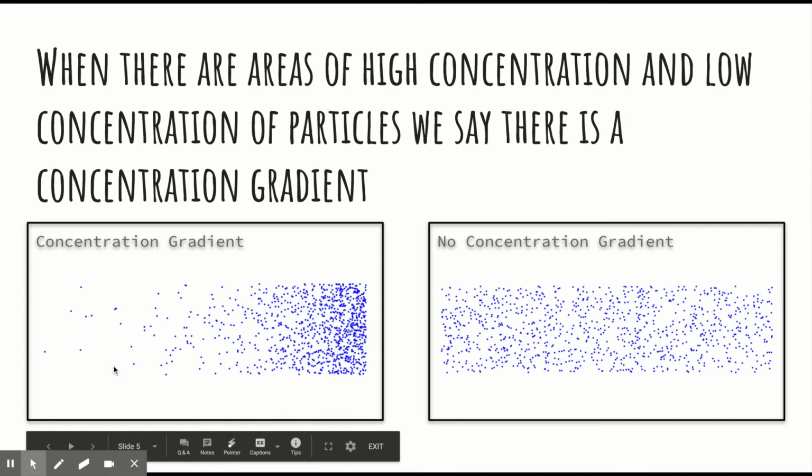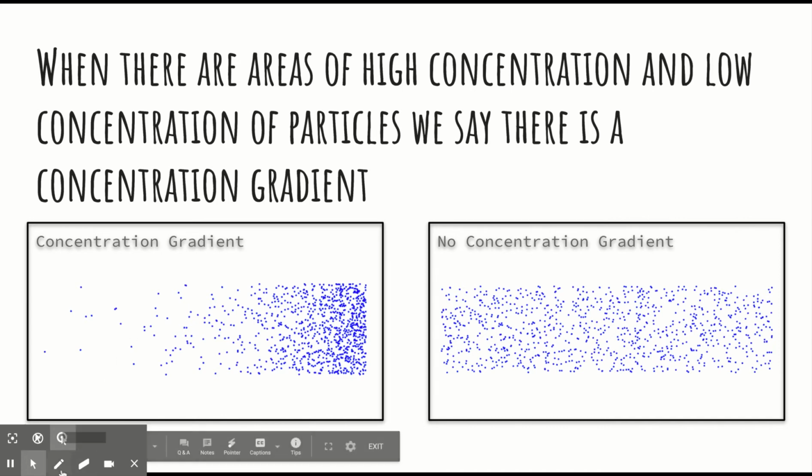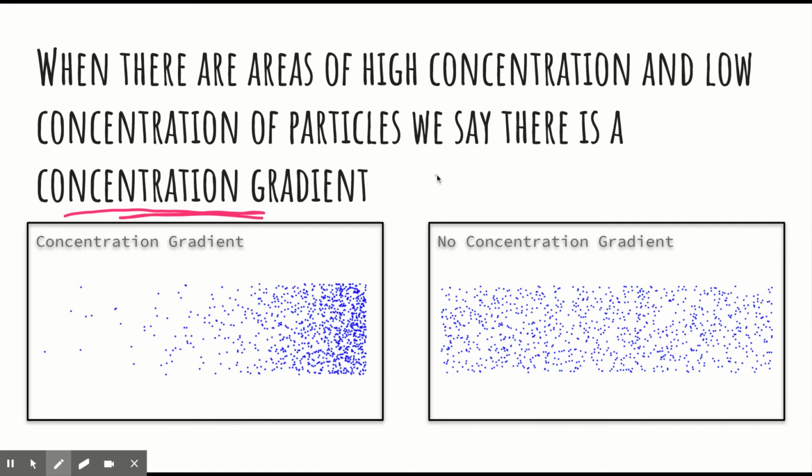When there are areas of high concentration and low concentration of particles, we say that there is a concentration gradient. This might be a new term to you this year. In diffusion, when the particles move from high concentration to low concentration, we say they move down the concentration gradient.